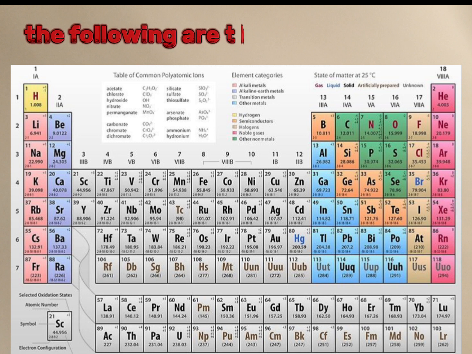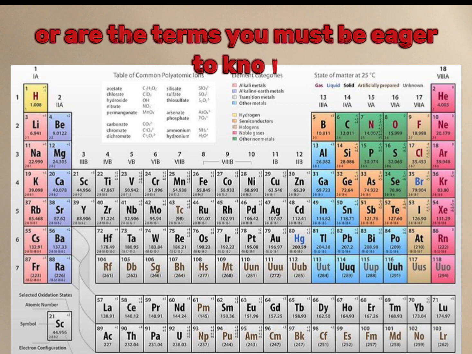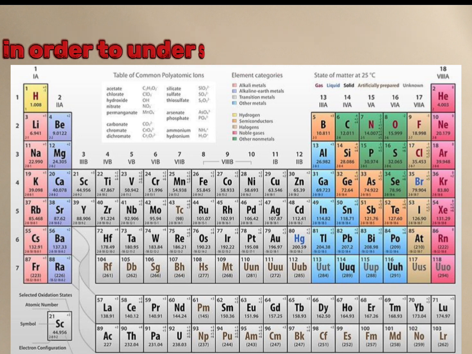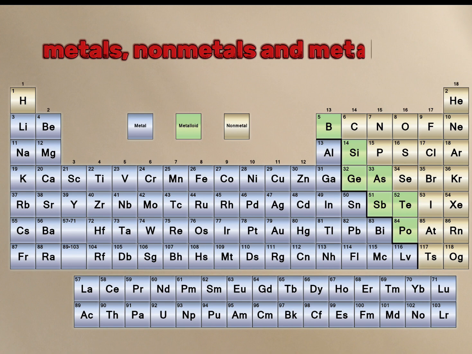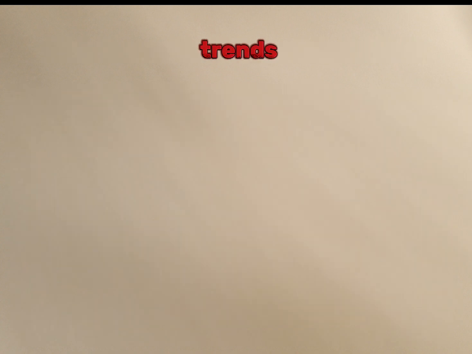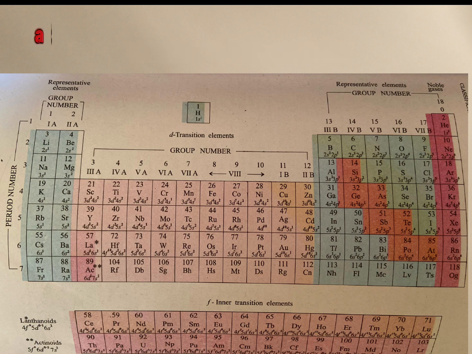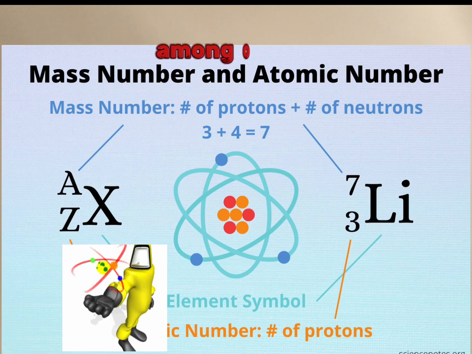The following are the terms you must be eager to know in order to understand the periodic table. 1. Electron arrangements, metals, nonmetals, and metalloids, electrons, neutrons, and protons, trends, groups and periods, atomic numbers and mass numbers of those elements, among others.